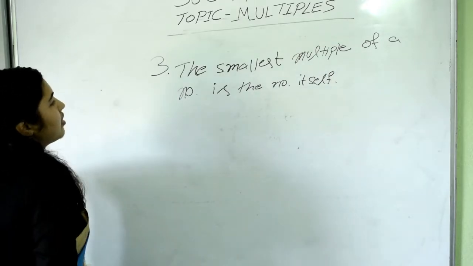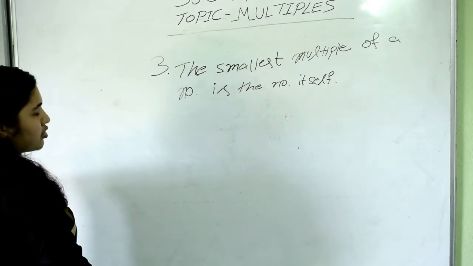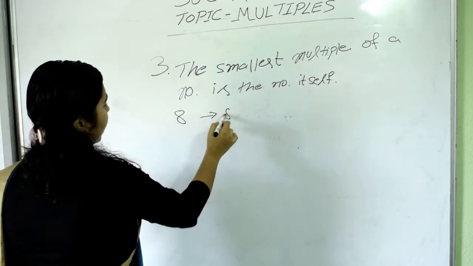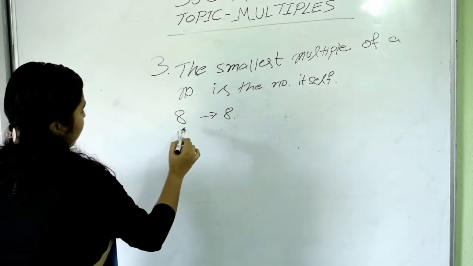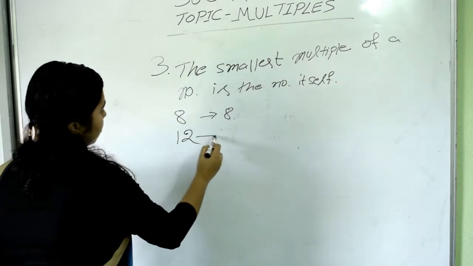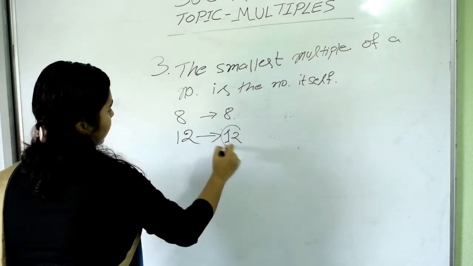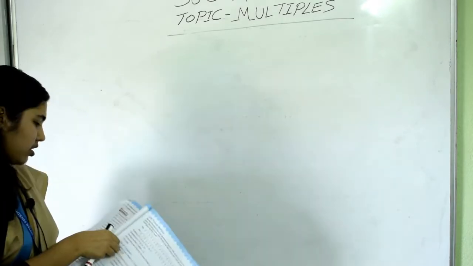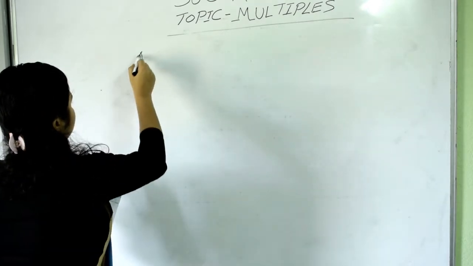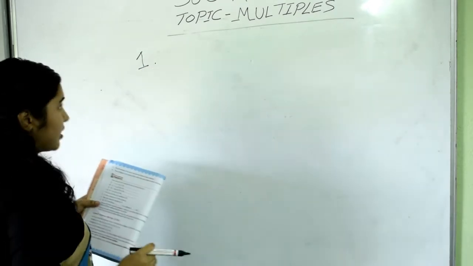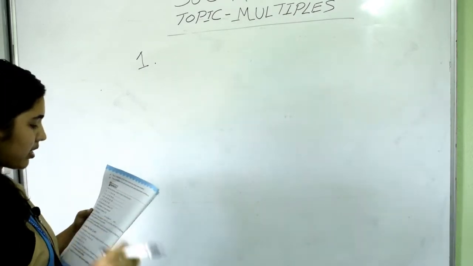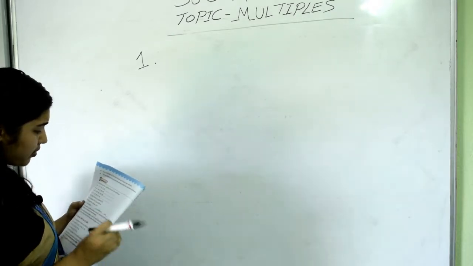That means if I tell you to write the smallest multiple of 8, that means the number 8 itself. If I tell you to write the smallest multiple of 12, that means 12 itself. Now come to your Exercise 3.4. First question, page 56.